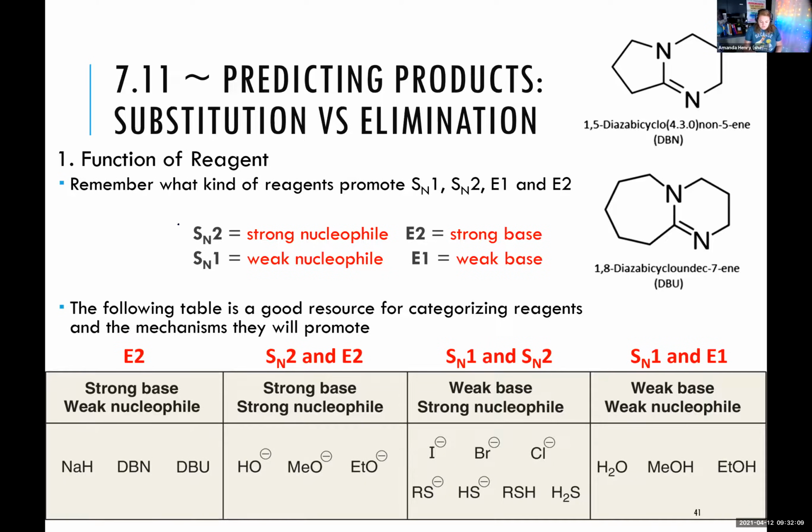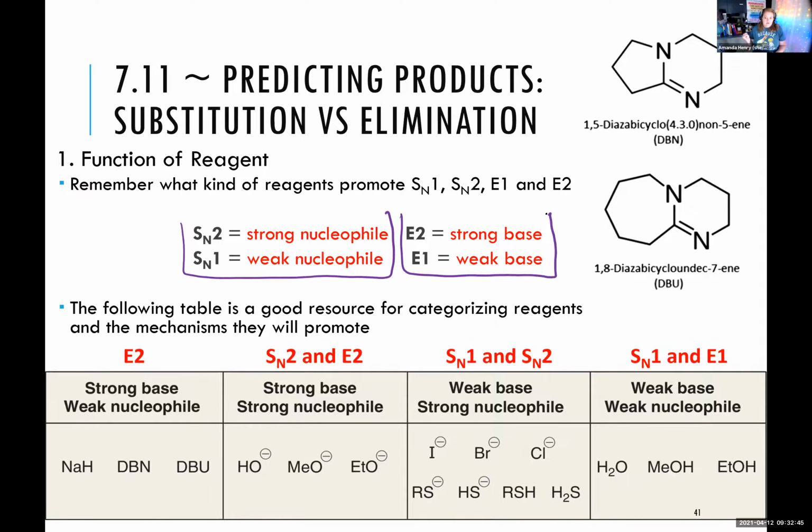For substitution reactions, we use nucleophiles. For elimination reactions, we use bases. Now notice even within those, we're dividing them out. So for the 2s, Sn2 and E2, we want to use something that's strong. So an Sn2 reaction uses a strong nucleophile, and an E2 reaction uses a strong base. And then for the 1 reactions, we want to use something that's weak. So Sn1 uses a weak nucleophile, and an E1 uses a weak base.